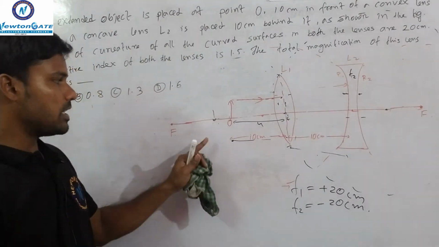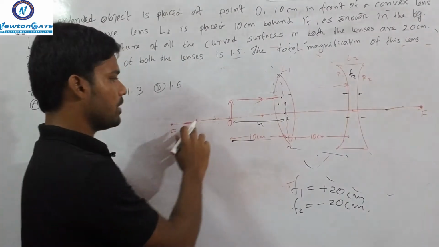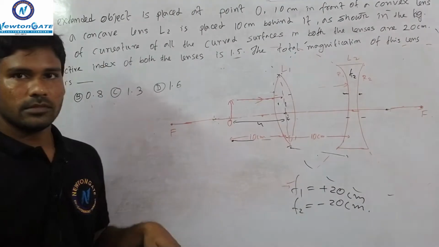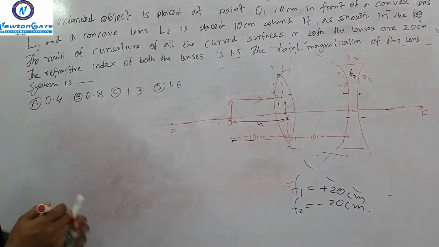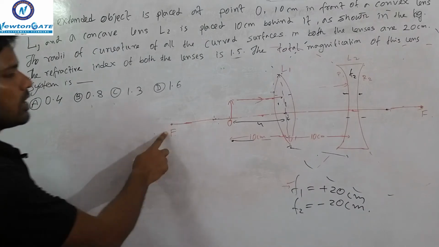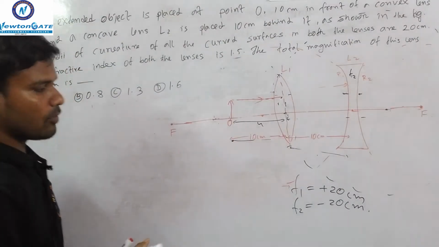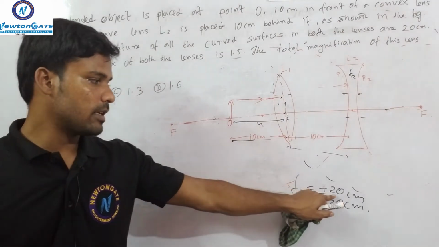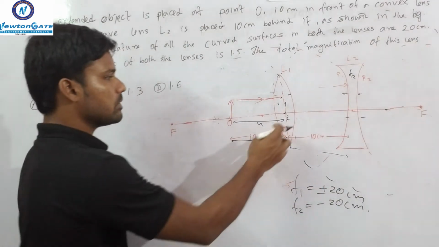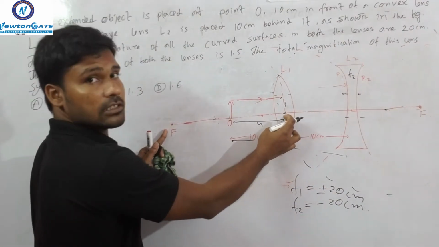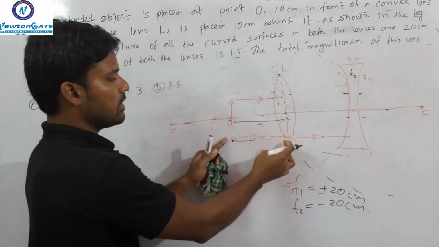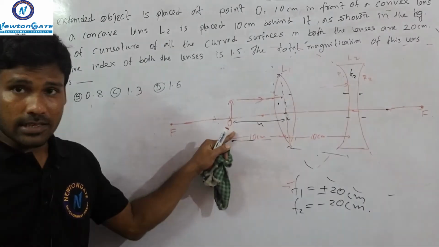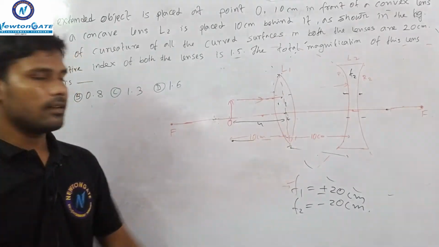Clear? An object is placed between focus and lens. Just think, object is placed between focus and lens, because focus is given, because we measure the focus, the value of focal length is 20 centimeter. 20 centimeter from where? From lens. So this distance is 20 centimeter, and object is given, that is 10 centimeter from the lens. That means object is placed between focus and lens.